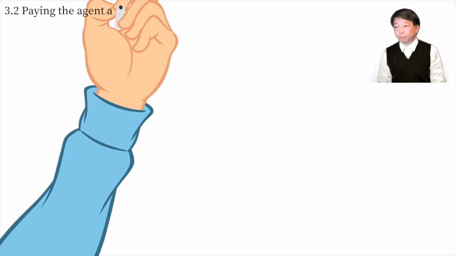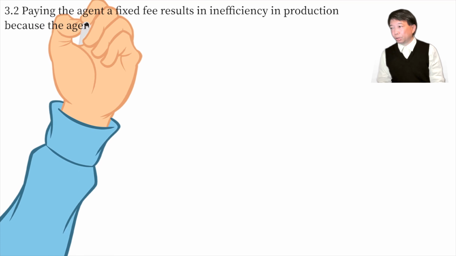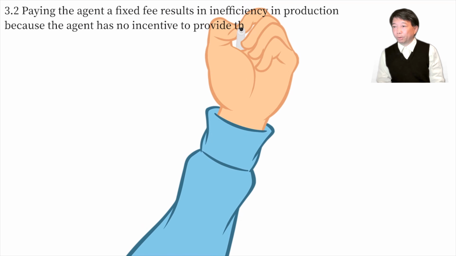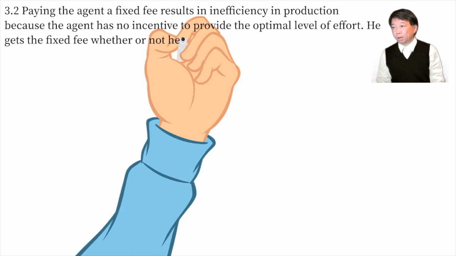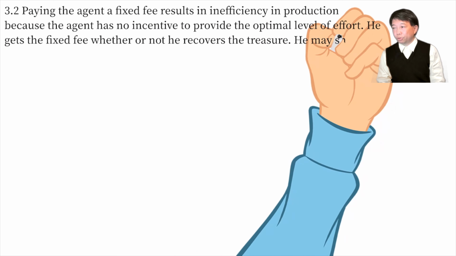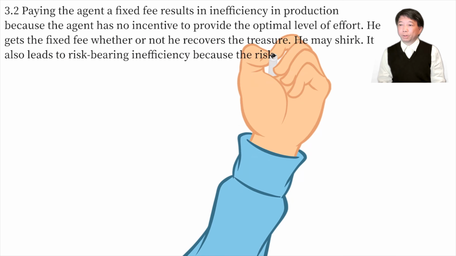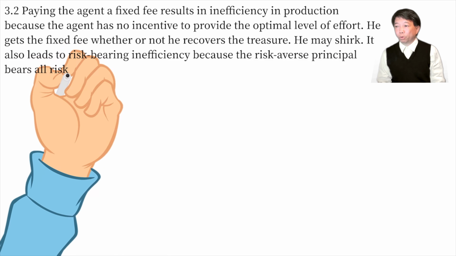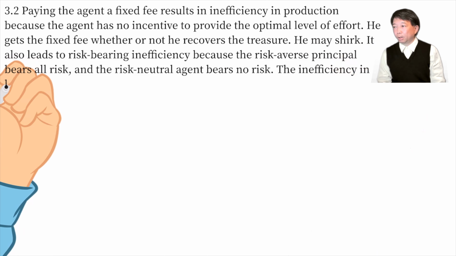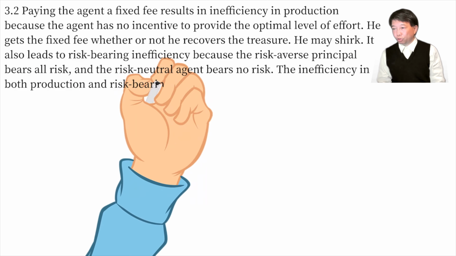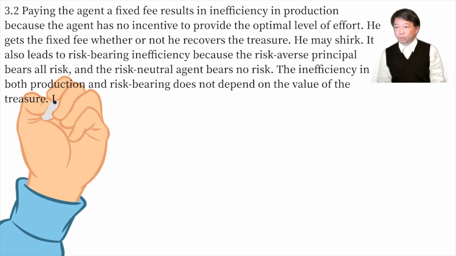Paying the agent a fixed fee results in inefficiency in production because the agent has no incentive to provide the optimal level of effort. He gets the fixed fee whether or not he recovers the treasure. He may shirk. It also leads to risk-bearing inefficiency because the risk-averse principal bears all risk, and the risk-neutral agent bears no risk. The inefficiency in both production and risk-bearing does not depend on the value of the treasure.